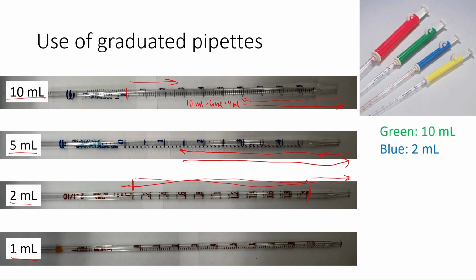And the last one, the smallest one, is the 1 ml graduated pipette, but for the purposes of this lab, we will actually be using micropipettes for volumes smaller than 1 ml, so you won't have to worry about them too much for these labs.